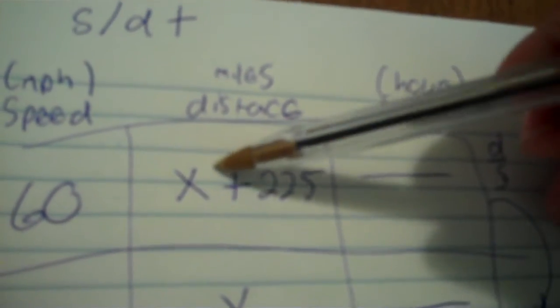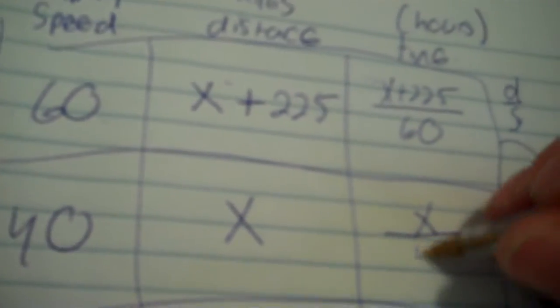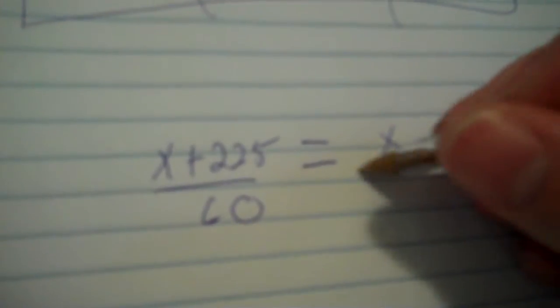Now d over s, what do I have for the distance on this fast car? Well, I have the expression x plus 225. Put that in the numerator. And then speed. What do I have for the speed of the fast car? 60. So on this side I have the ratio x plus 225 over 60. Now here, d over s. What do you have for the distance on this car? You have x. What do you have for the speed of this car? You have 40. So that's x over 40.